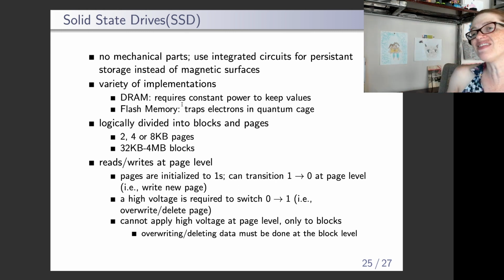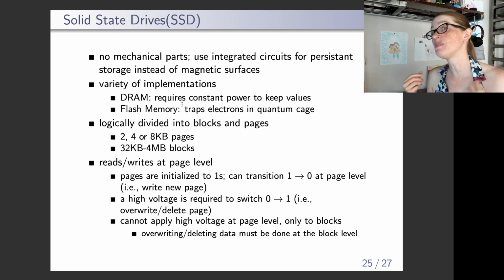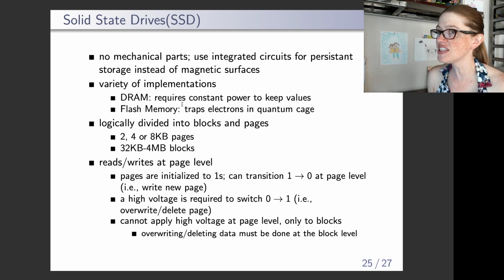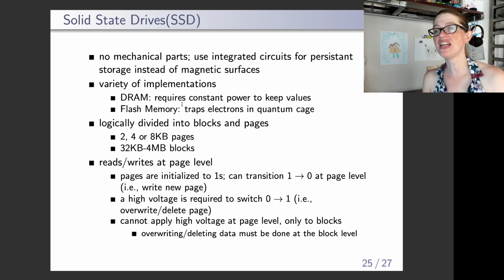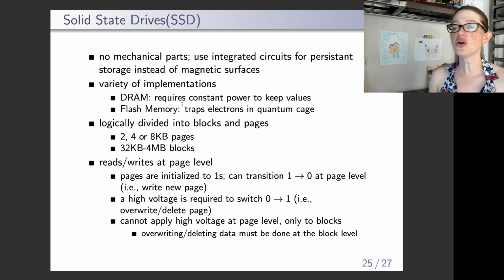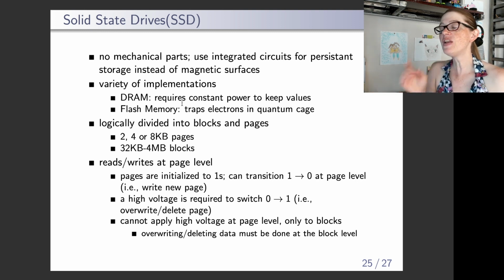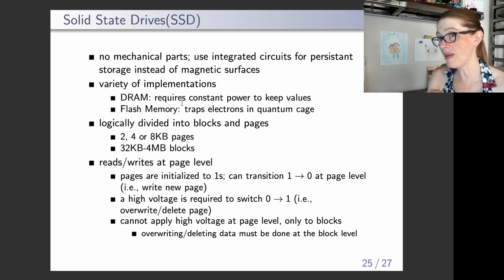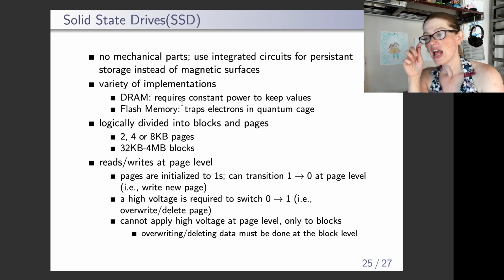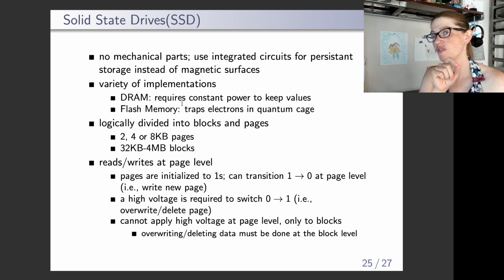First off, when we think of data as being empty, we think of it as being all zeros. On an SSD, that's not true. An empty page is not all zeros, an empty page is all ones, because it's very cheap to transition from a 1 to a 0. So you can write a page at a page level if the page has never been written to. But if you want to overwrite a page that has already been written, it is very difficult to transition from a 0 to a 1.